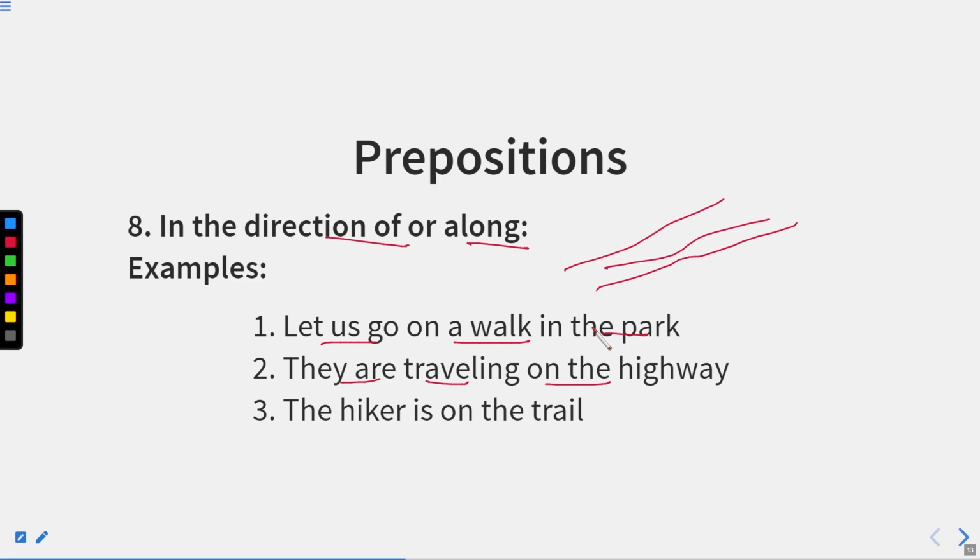The hiker is on the trail. Now this sentence is very, very important. How? A hiker is a person who covers long distances. Now, a trail is actually the footprints or the marks which are there on the road, which one can follow. So the hiker is on the trail. It means he is just following the marks or spots or the footprints which were on the road. So the hiker is on the trail means he is just following that particular path or those particular marks.